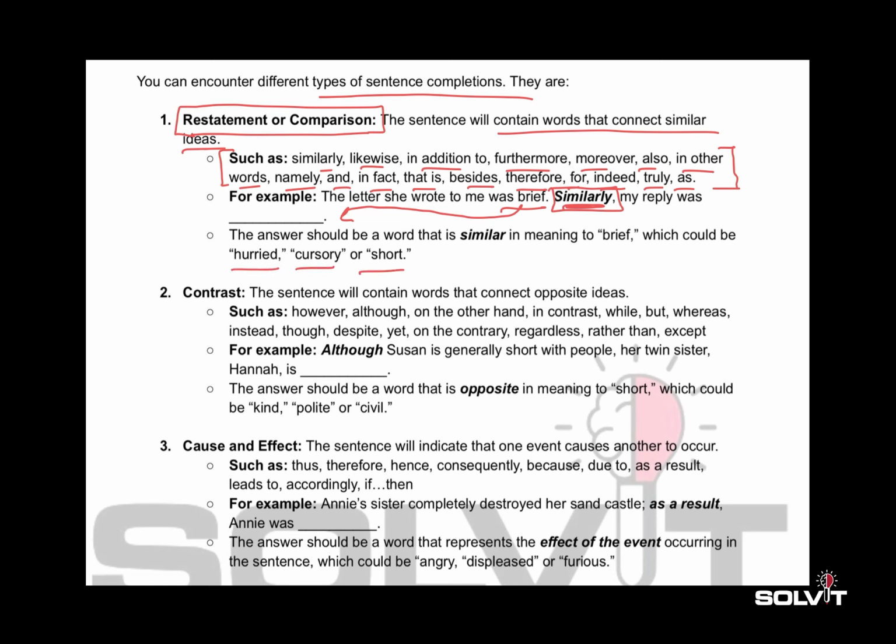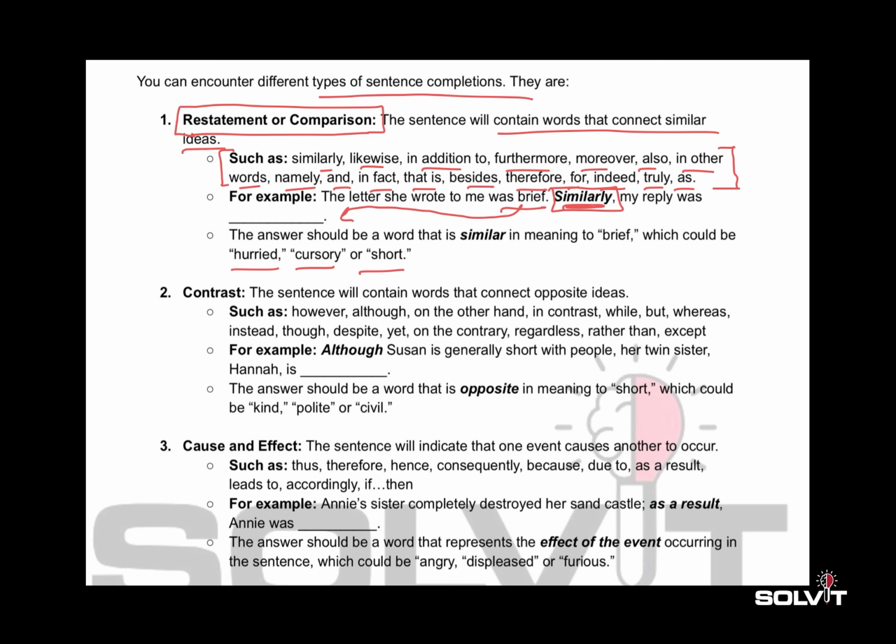Okay, so my reply was hurried or cursory or short or brief. Okay, so how do you know that? You know that because of the word similarly. So these words you have to look out for. These are very important in understanding what type of a sentence it is and understanding what type of a word you will need to fill in the blank.